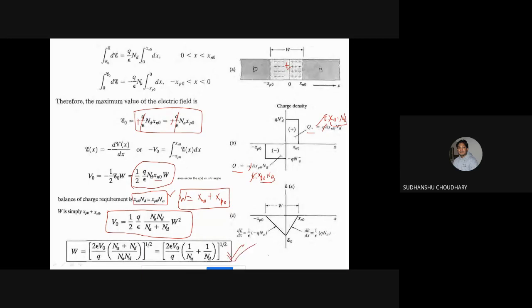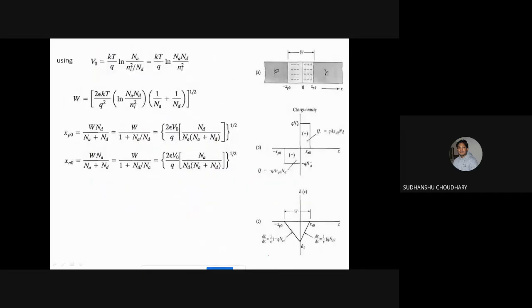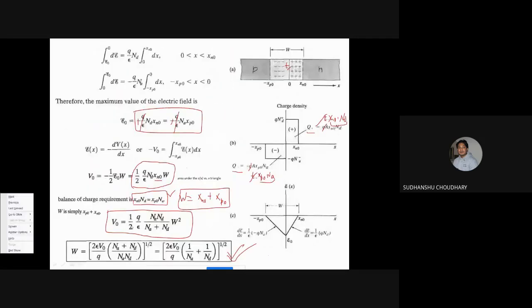Okay. Then from this one can find out the E0. Of course, we have found out E0, so need not mention it again. E0 will be simply V0 by W. That is, if you divide by W and also multiply by 2, you will find E0.